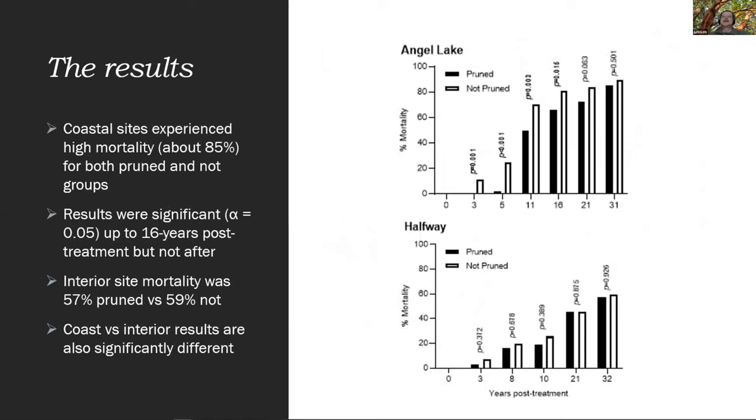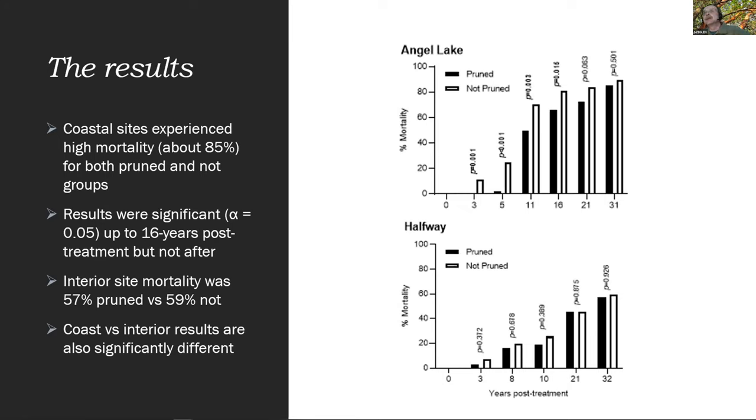I could show you a lot of graphs, but really these two sum up the results pretty well. Coastal sites got slaughtered, in a nutshell. Pruned or unpruned didn't make a difference. Mortality rates in both groups exceeded 80%, almost 85% in the not pruned over 31 years post-treatment. So clearly the treatment didn't have much of an effect on the end result.